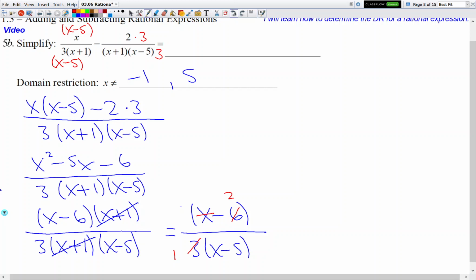But I get kids every year. They try to get cute with crossing out stuff. They think they're doing it correctly because they see things on top and bottom that match or that can divide by each other, and they just try it, and they cannot do that. So please be super careful. Okay. So your final answer for this problem is just going to be this. This is the fully simplified form of the original version of 5b.